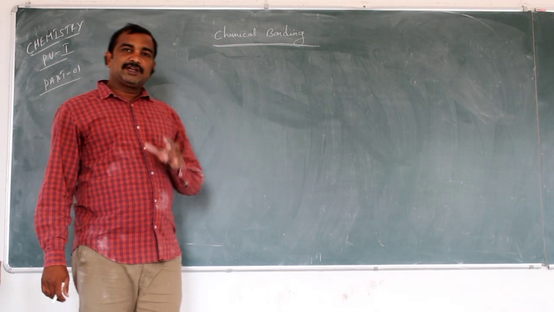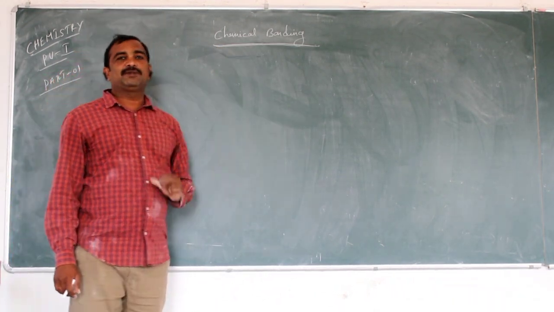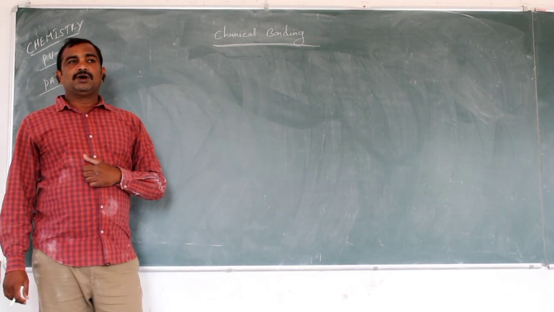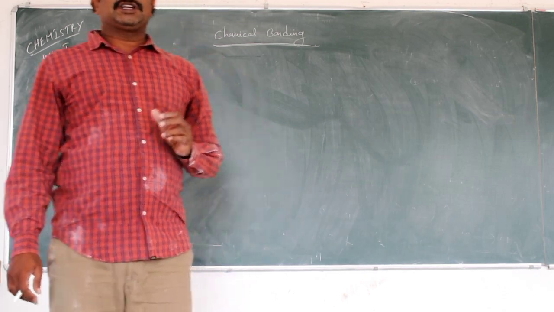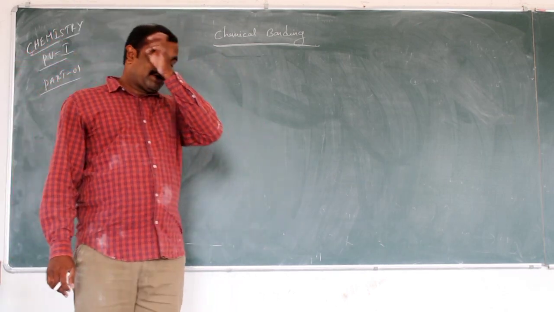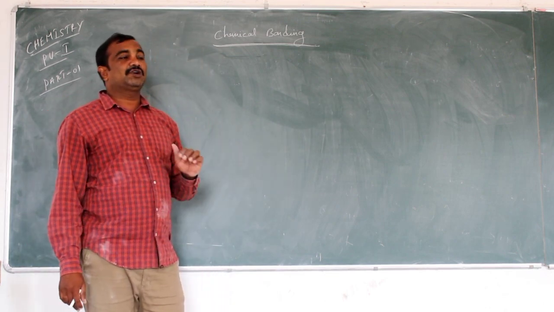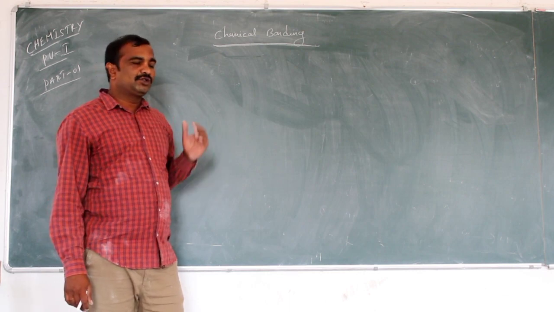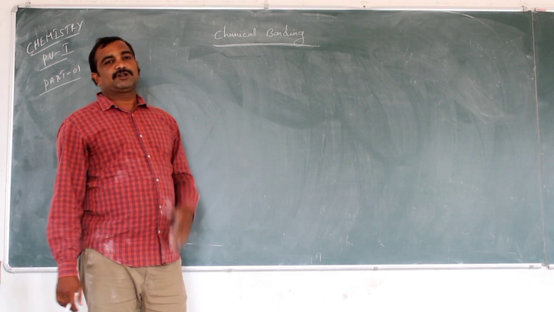What is a chemical bond? How can you define this chemical bond? What is the meaning of it? How many types of bonds are there? How can you define them? What are the examples for that? We have to know this first. After that, we go to the concept of the chemical bonding chapter.